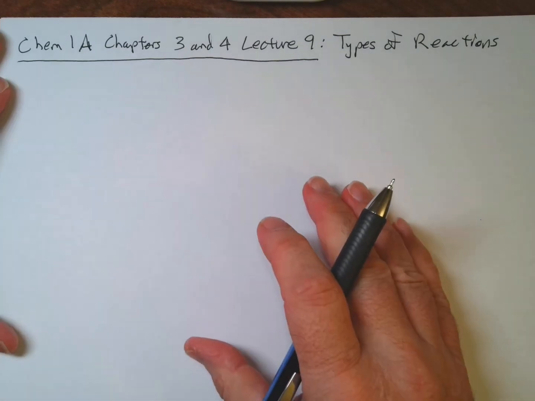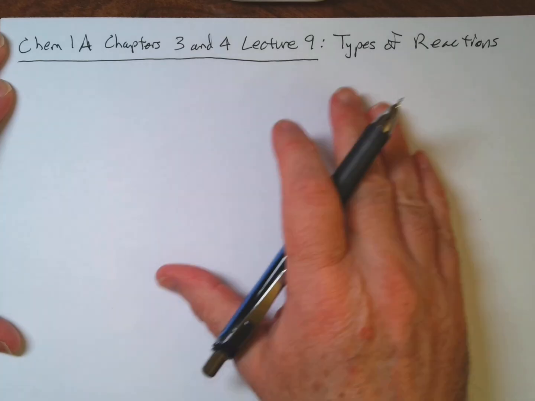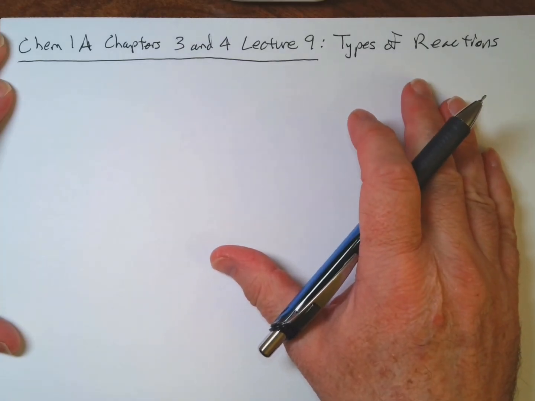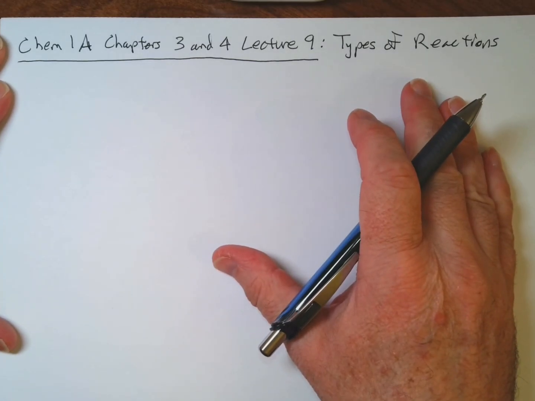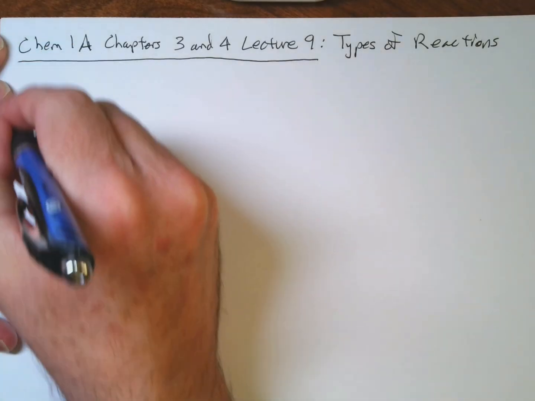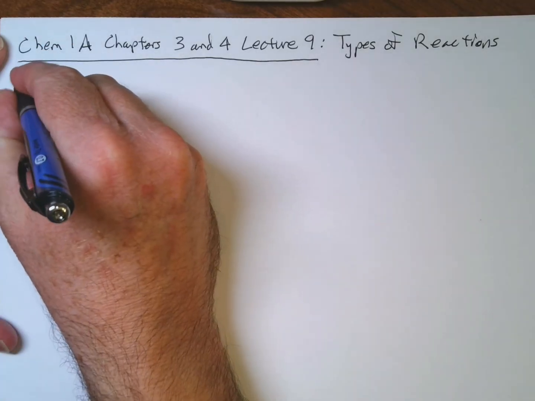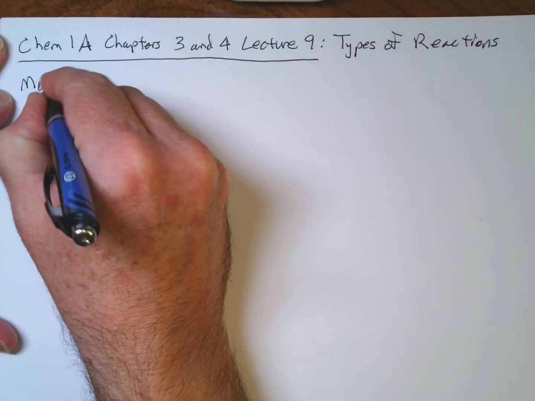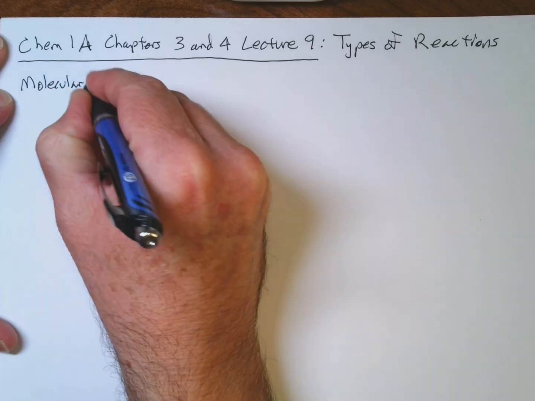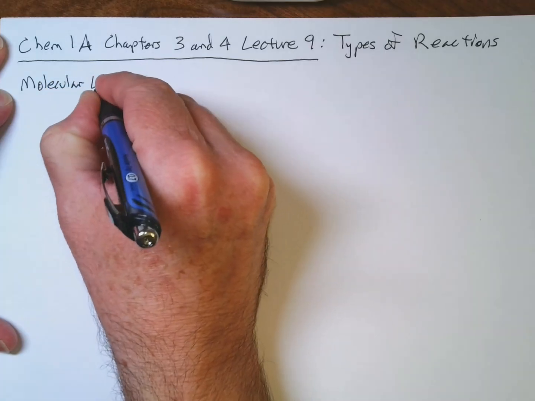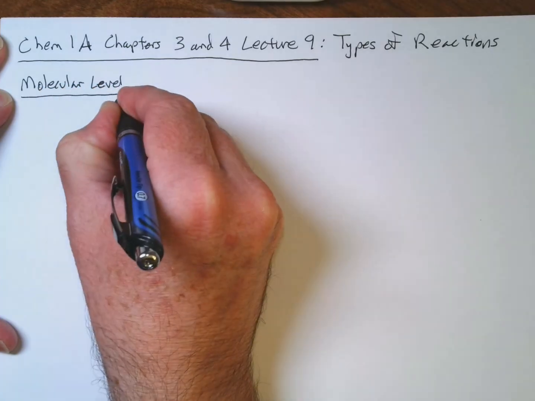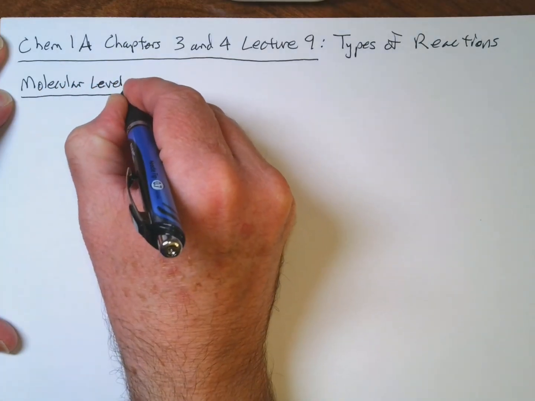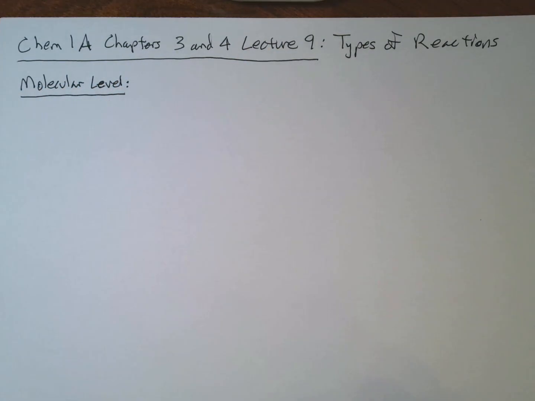Hi everyone, Dr. P here, and in this lecture video we're going to take a look at types of reactions and how to identify them. The first thing that we need to do is look at different levels, and as before we'll look at the molecular level and then we'll also look at the macroscopic level.